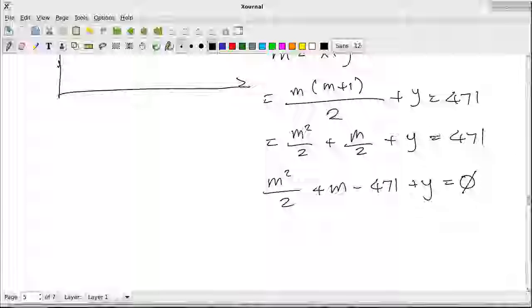Well, but y actually has some constraints because y cannot be negative. We know y has to be non-negative. It can be 0, but it cannot be negative. All right. So if that is the case, if y cannot be negative, can I do this?